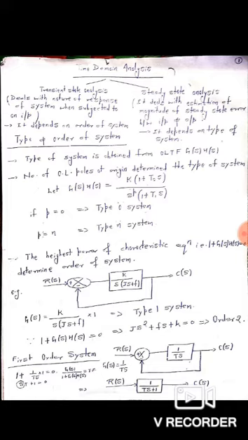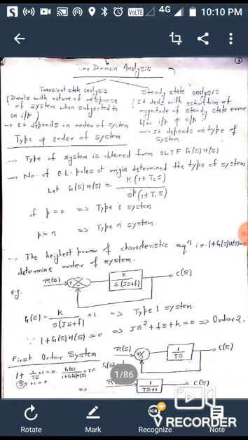How to evaluate the order of the system? Order of the system means the order of the characteristic equation. Characteristic equation means 1 plus G(s)H(s) is equal to 0. The maximum power of s is called the order of the system. And this order of the system deals with the transient state analysis.